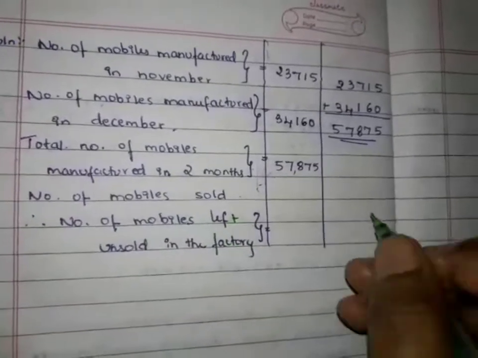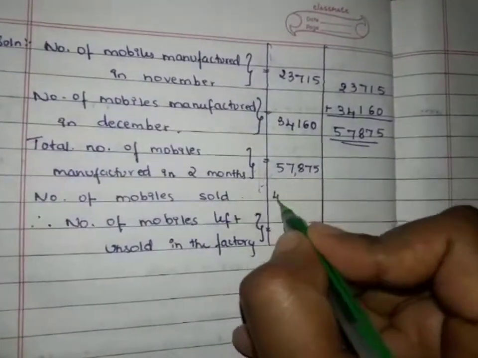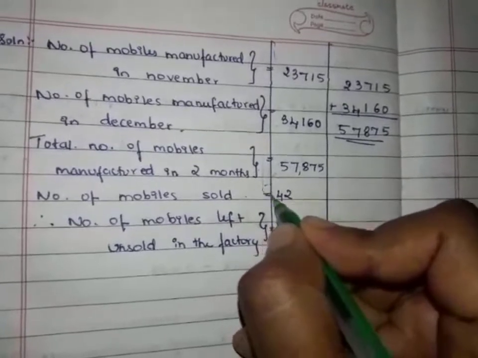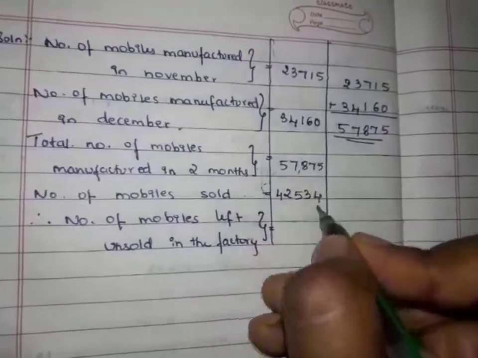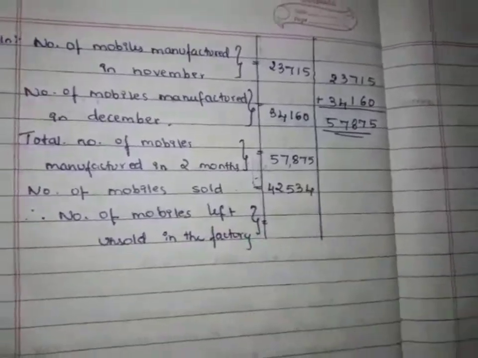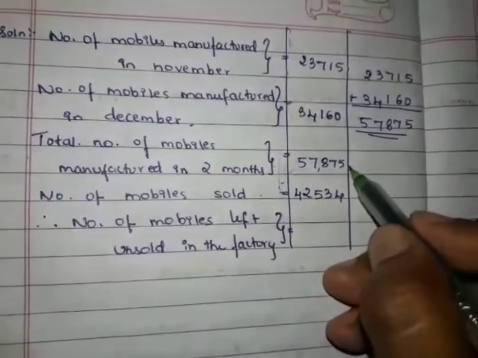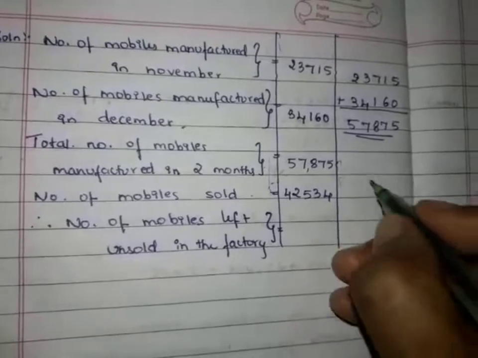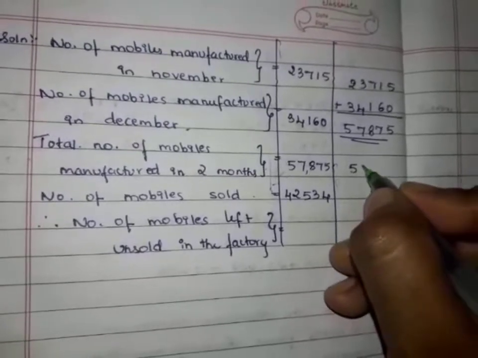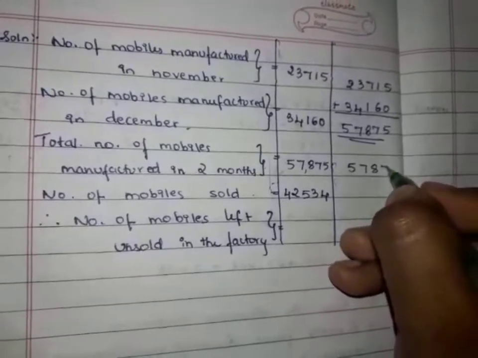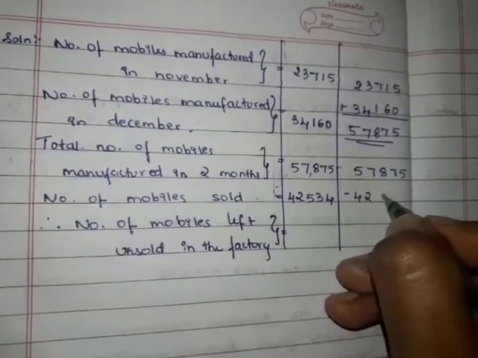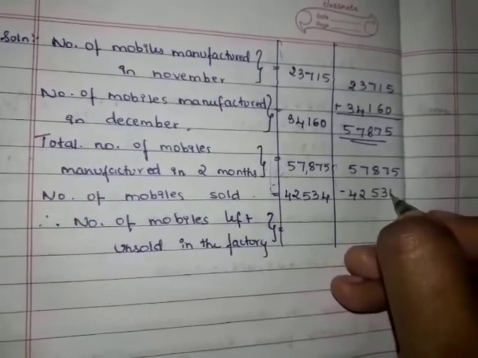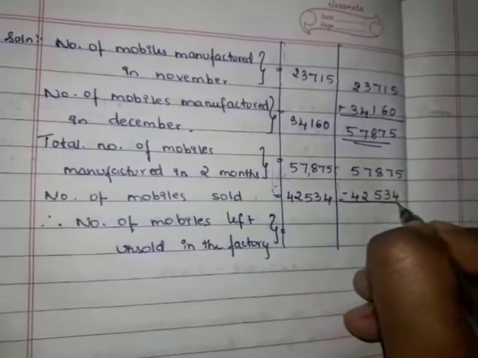Then the next point is the number of mobiles sold. So the number of mobiles sold is 42,534. We have to find the number of mobiles left unsold. How do we find it? By subtracting the given two numbers. So it is 57,875 minus 42,534. So let us subtract them.